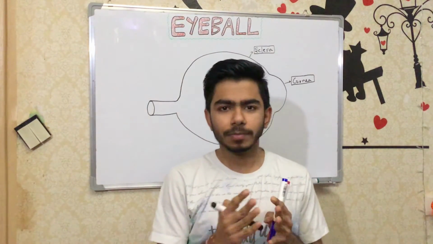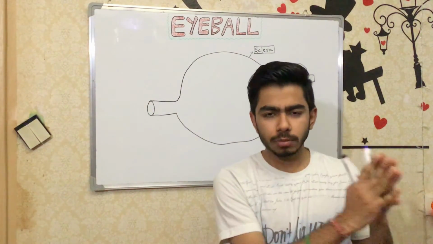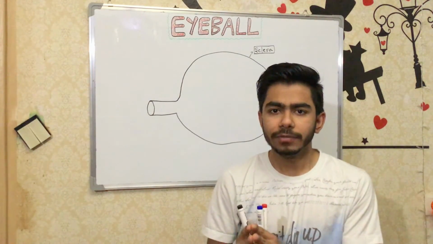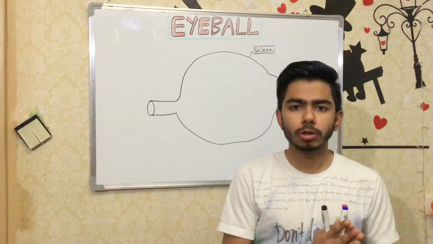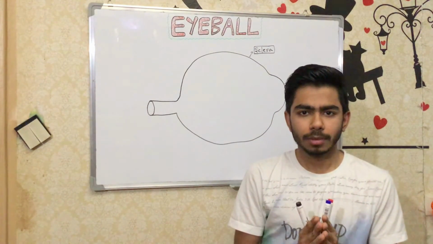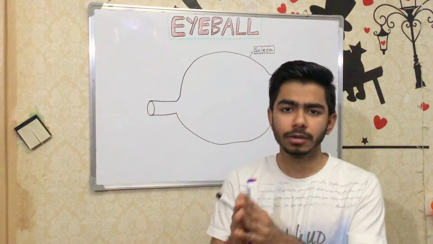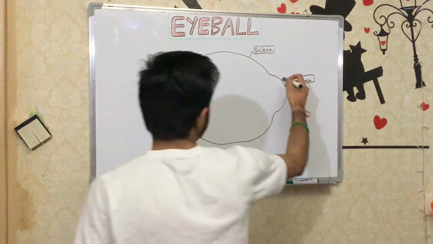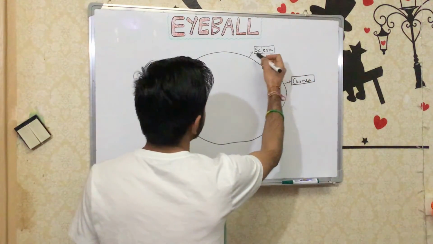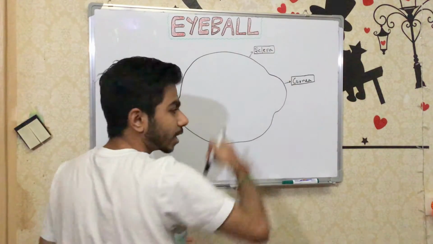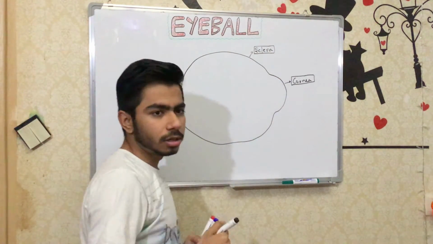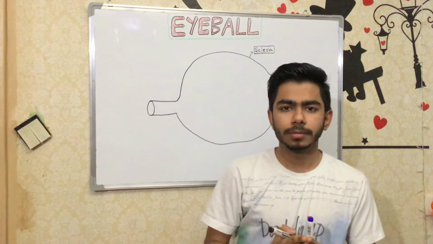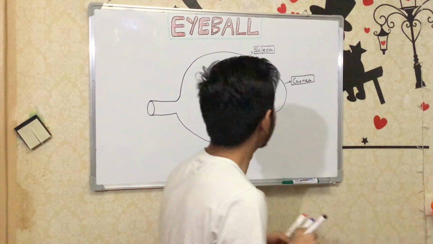If we divide the structures, we have the outermost coat of the eyeball, the middle coat, and the inner coat. In the outer coat we have two basic structures: the cornea, the anterior one, and in the posterior section the sclera. Inside it, inner to it, there is another layer, the middle coat, which is a highly vascular layer. So what layer is it?